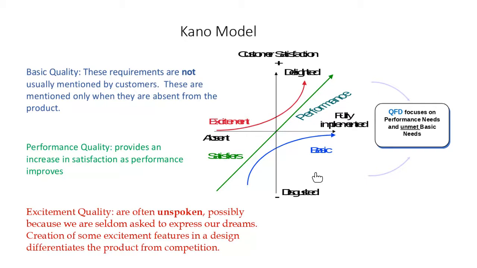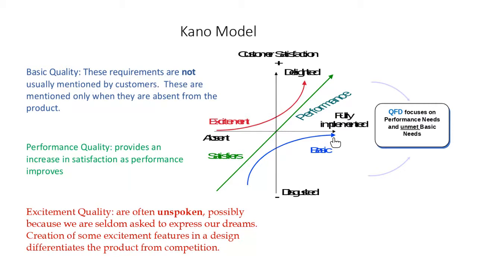The Kano model categorizes the specifications or requirements of the customers into two main categories: the basic quality and the excitement quality. The basic quality, we can see it here in the blue arrow. Those basic requirements are usually mentioned by the customers, and the customer will be not satisfied if they are not available.